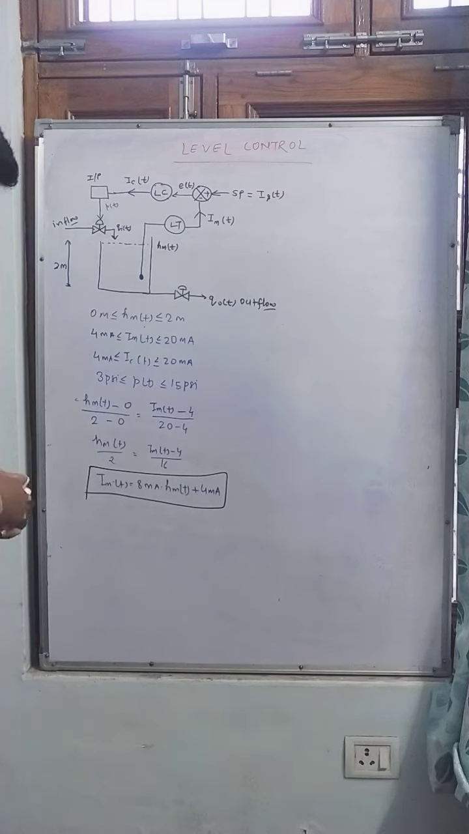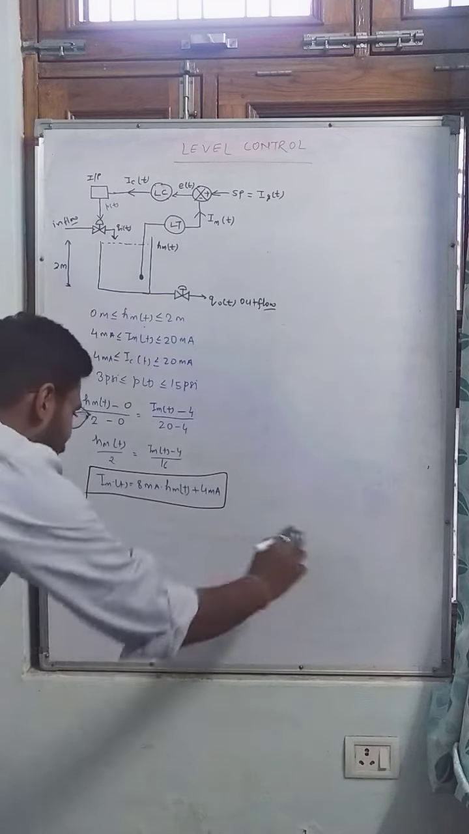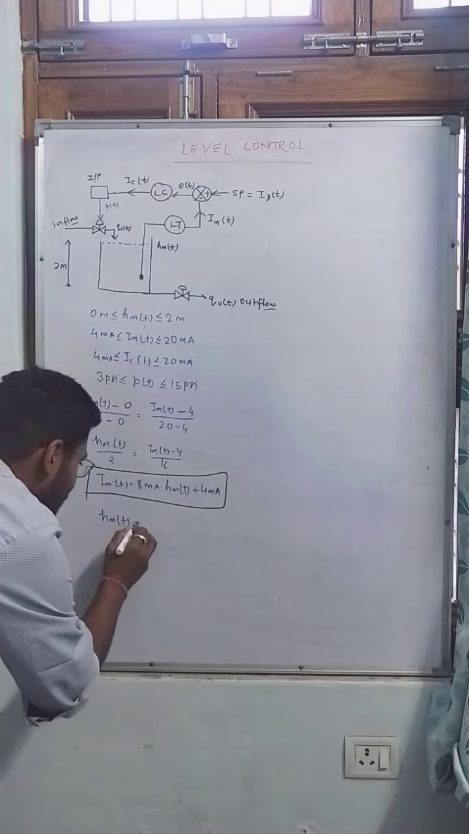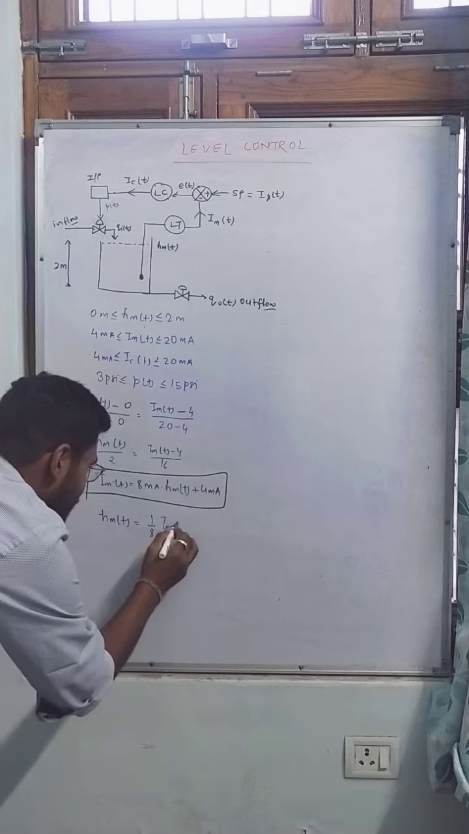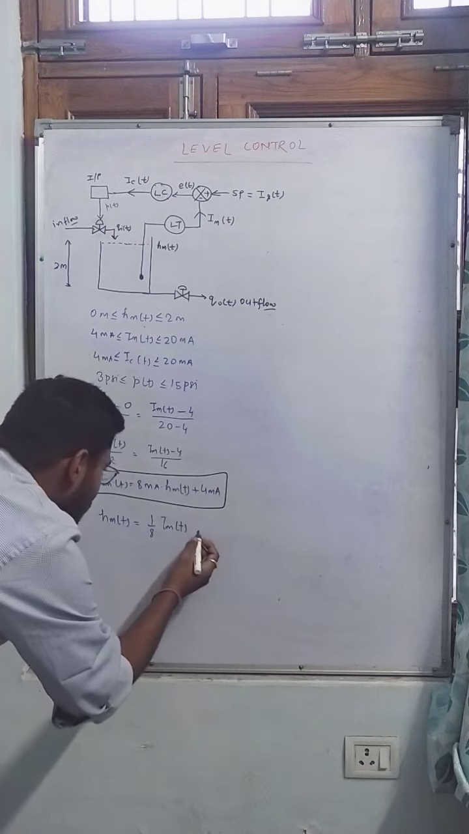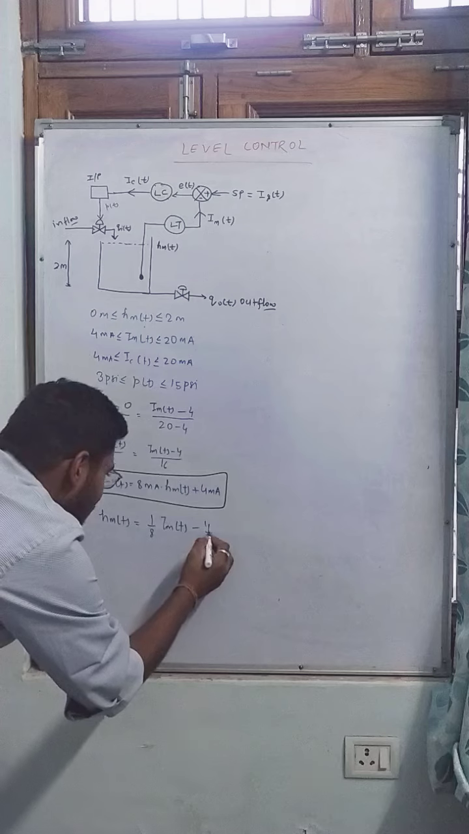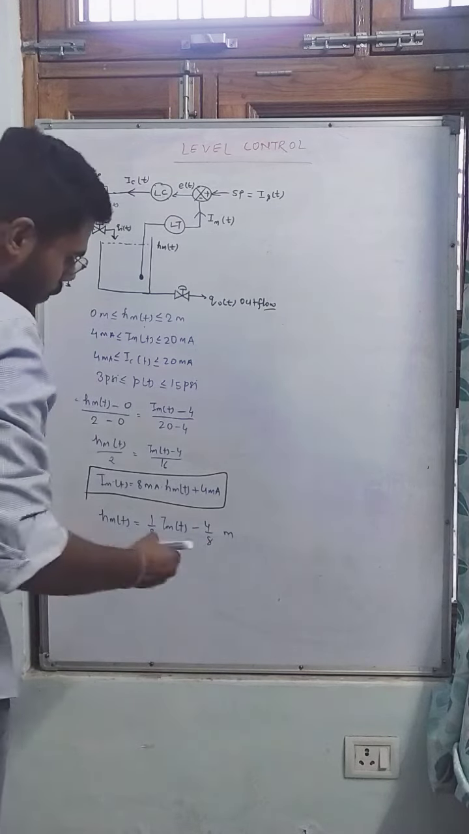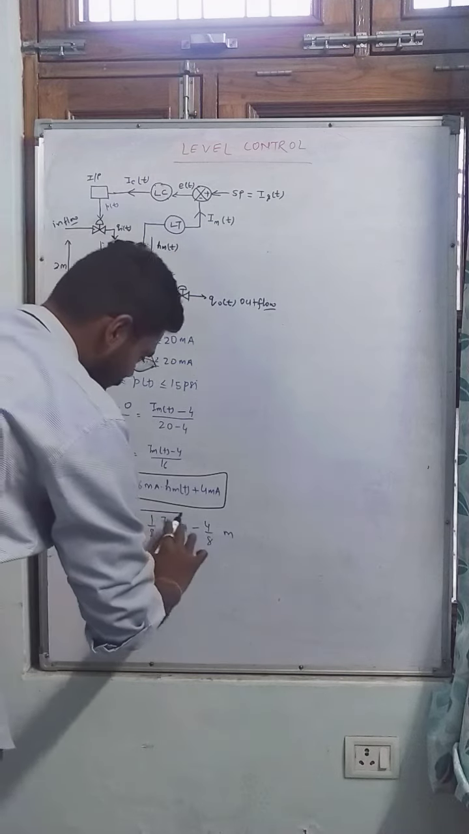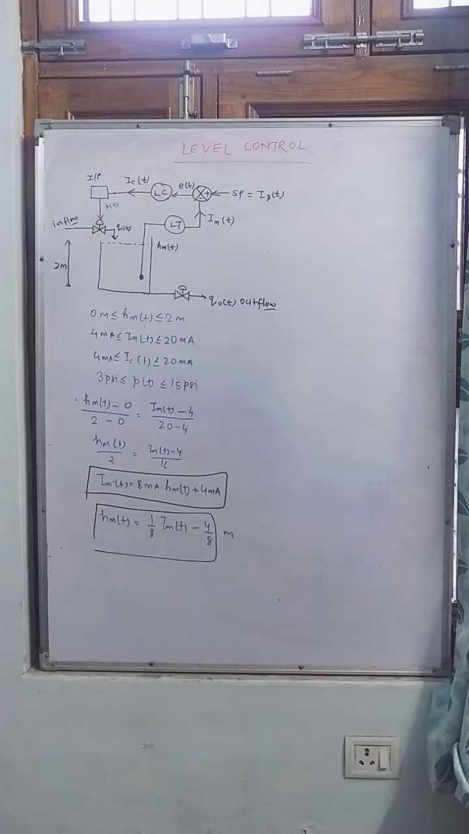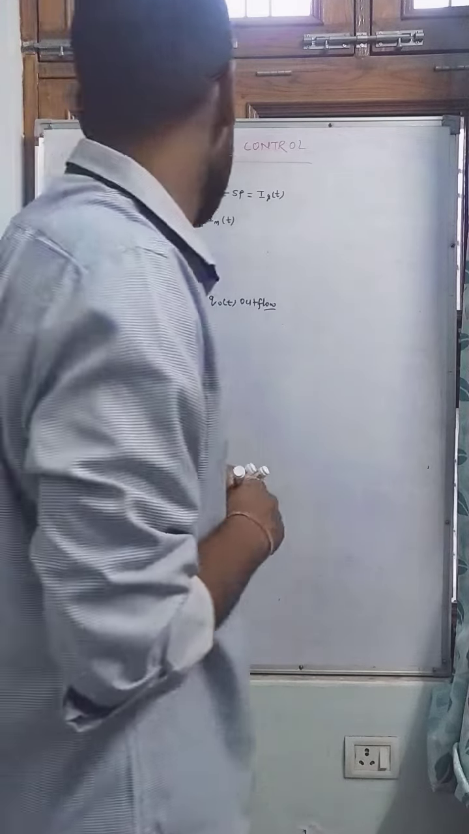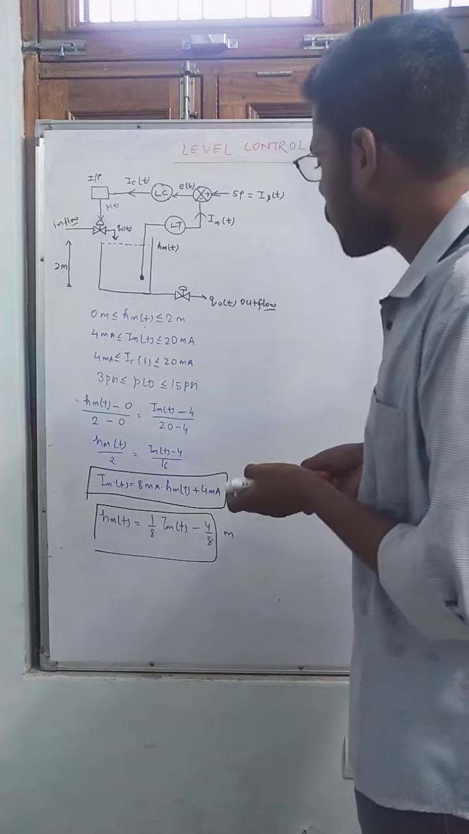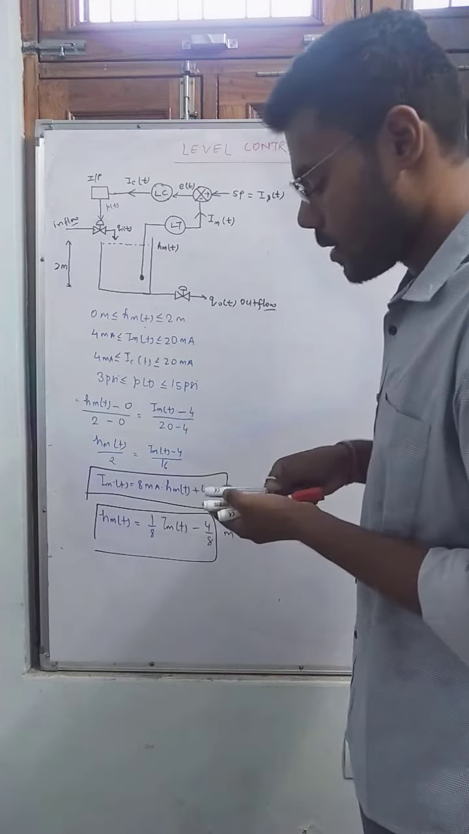Now if I write HMT in terms of IMT, then HMT is nothing but 1 by 8 IMT minus 4 by 8. It will be in meters because the unit of height is meter here. These two relations are very important in today's video, today's lecture.